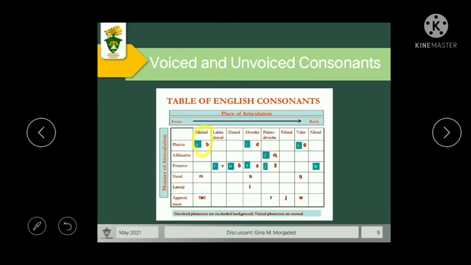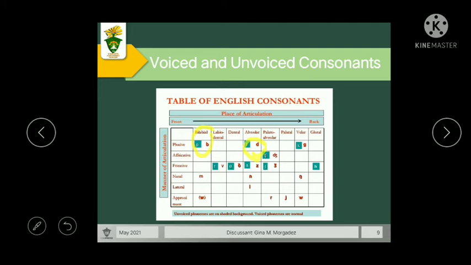The remaining four plosives have different places of articulation. The consonants t and d are alveolar because when they are articulated, the tip or blade of the tongue touches the alveolar ridge in the mouth. Try it by yourself, t, t and d, d. As you can observe, the tip or the blade of your tongue touches the alveolar ridge in the mouth.